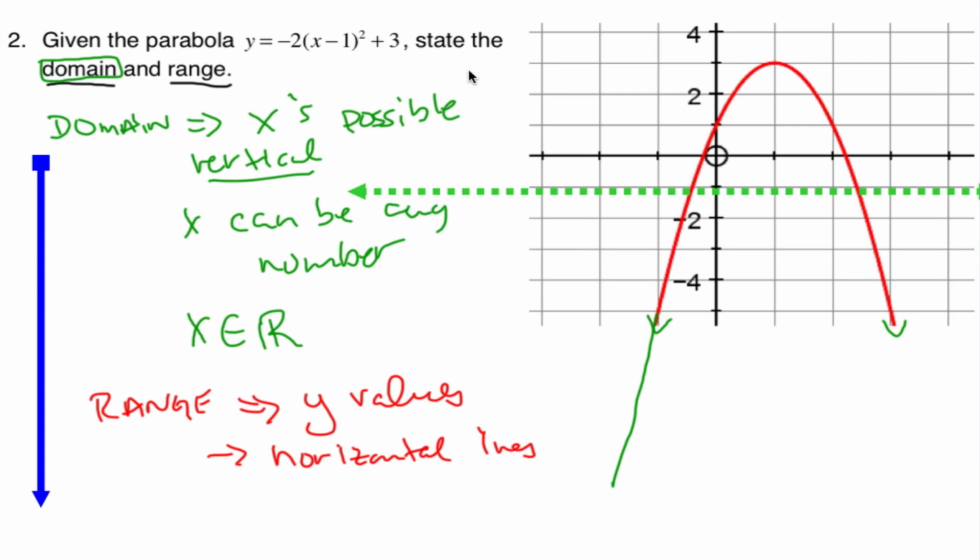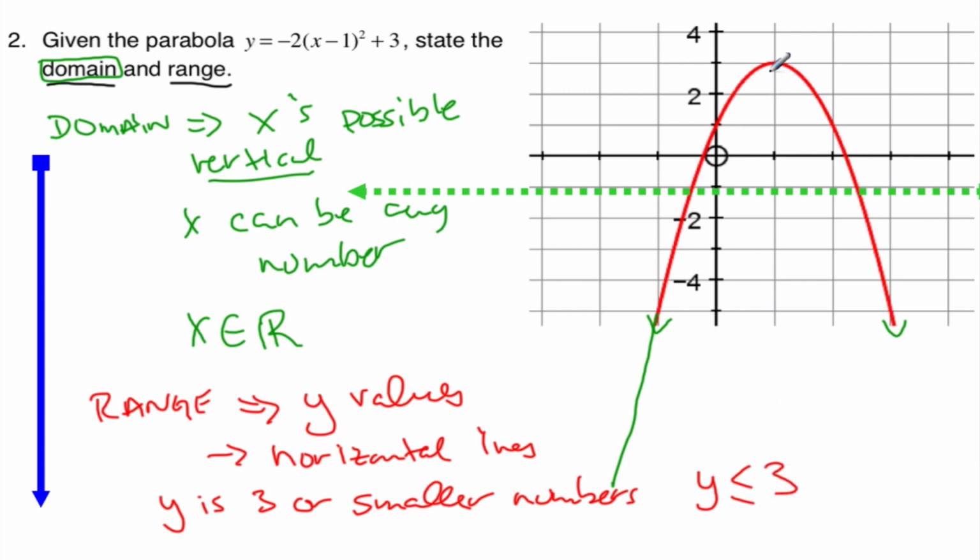So it can be at that vertex, right? Because it does touch when y is 3. So we could say y is 3 or smaller numbers. In math form, we say y is less than or equal to 3, because this is my vertex here, 1, 3. Three is as high as it will ever go, so all the way up to 3.